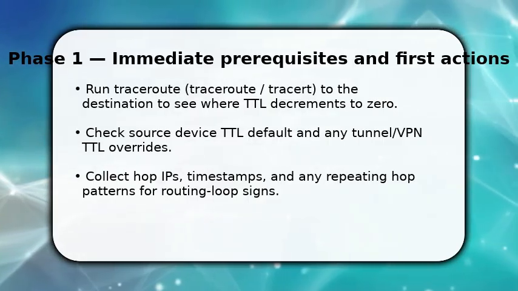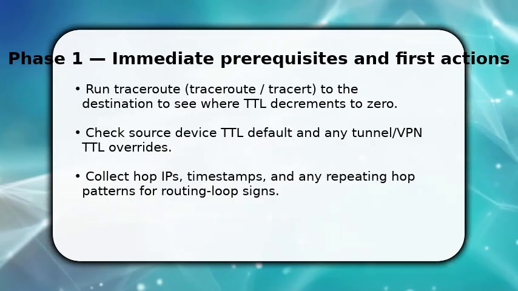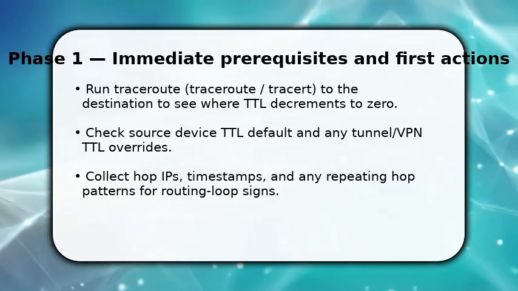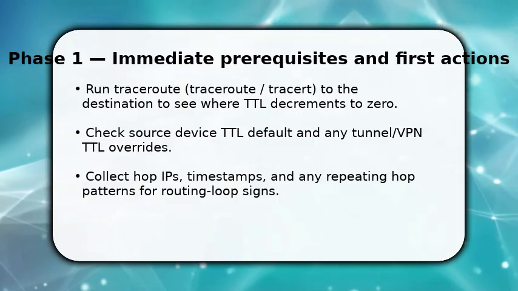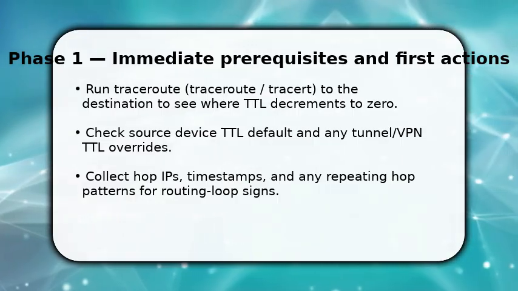Make sure to capture repeating IPs or quick hop cycles because repeating addresses mean a routing loop. Save the traceroute output. You will use it to isolate the router or firewall that is misbehaving.